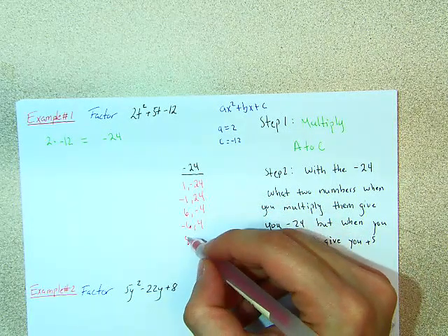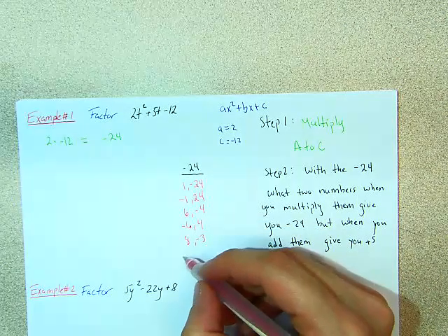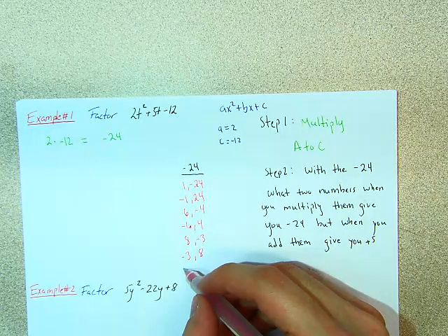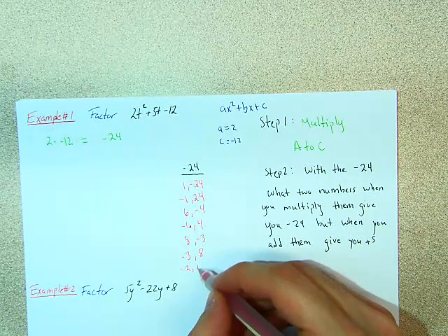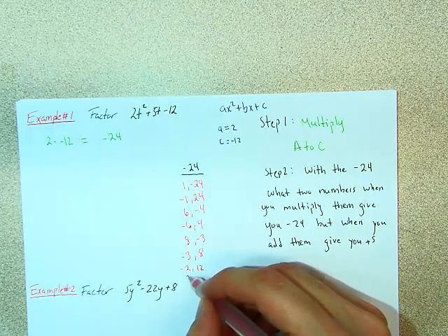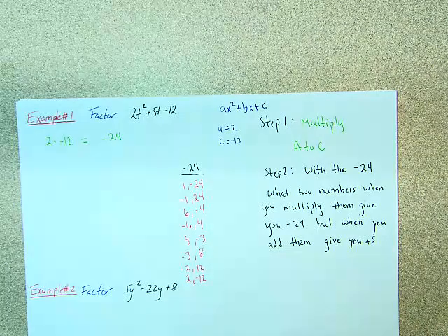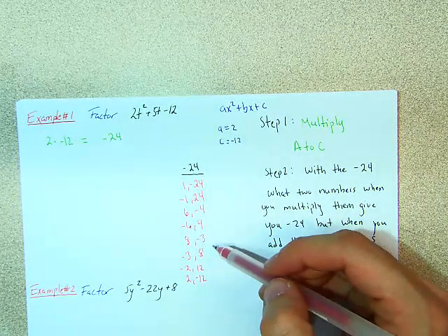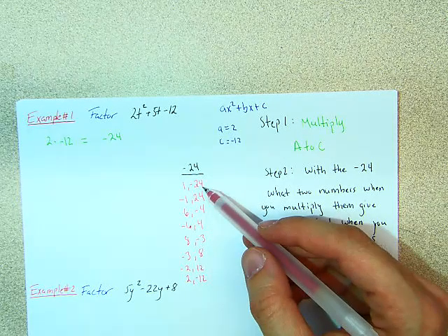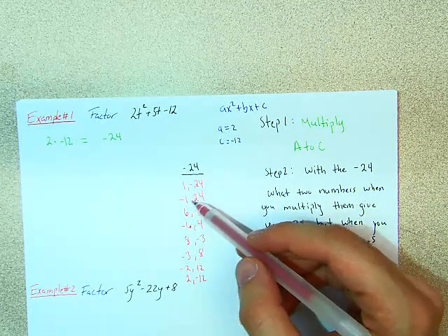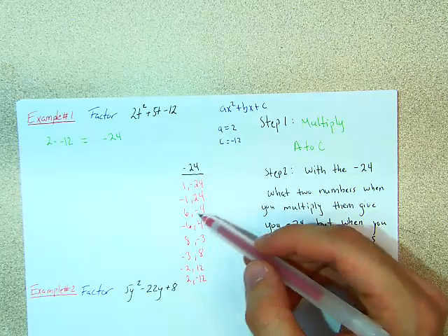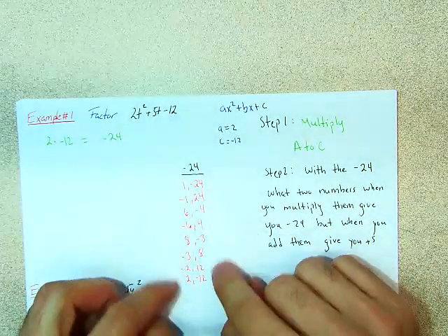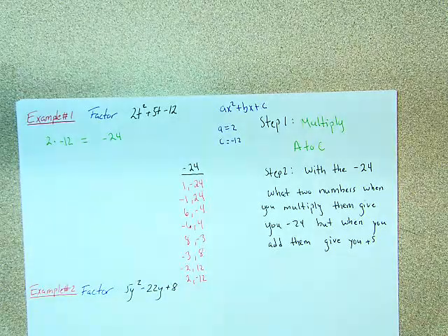I can do 8 times negative 3. I could do negative 3 times 8. I could do negative 2 times 12, or 2 times negative 12, right? If you multiply any one of these combinations, 1 times negative 24 is negative 24. Negative 1 times 24 is negative 24. All of these work. But remember, we want to find the combination that when we add them, we get what?